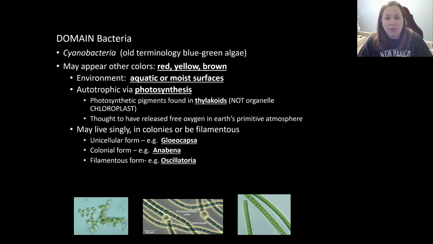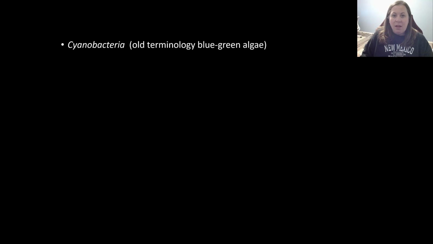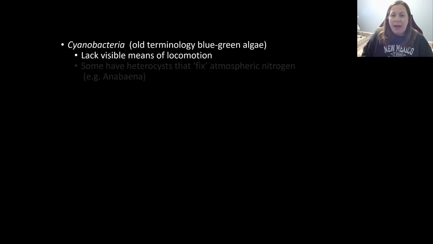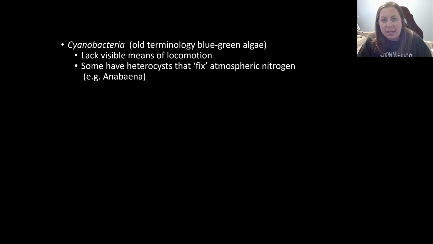And so these are all looking at them underneath the microscope because they are really small. But you can see that they are part of that group Cyanobacteria. Now, with cyanobacteria, they do lack the ability to move, so they have to live in water. Some of them have a special structure called heterocysts that can help fix nitrogen. This is actually a good thing because we can't use nitrogen from the atmosphere, but plants and sometimes these guys can. So they have a special set of structures that let them do this. Anabaena is a good example of one that has these heterocysts.